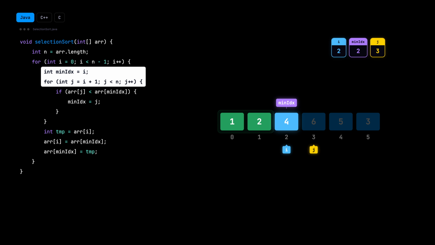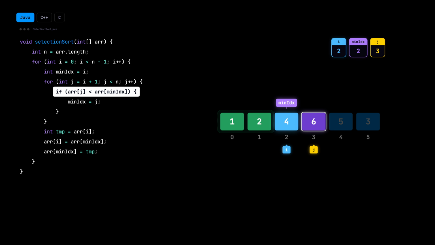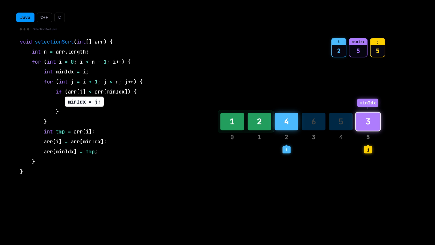Pass 3. i is at index 2. We assume 4 is the smallest. j starts at index 3. j at index 3. 6 smaller than 4? No. j at index 4. 5 smaller than 4? No. j at index 5. 3 smaller than 4? Yes. min_idx moves to index 5.